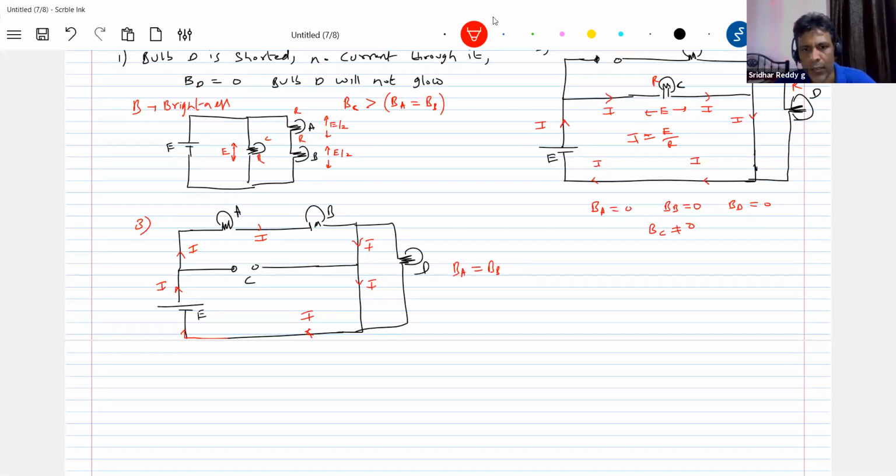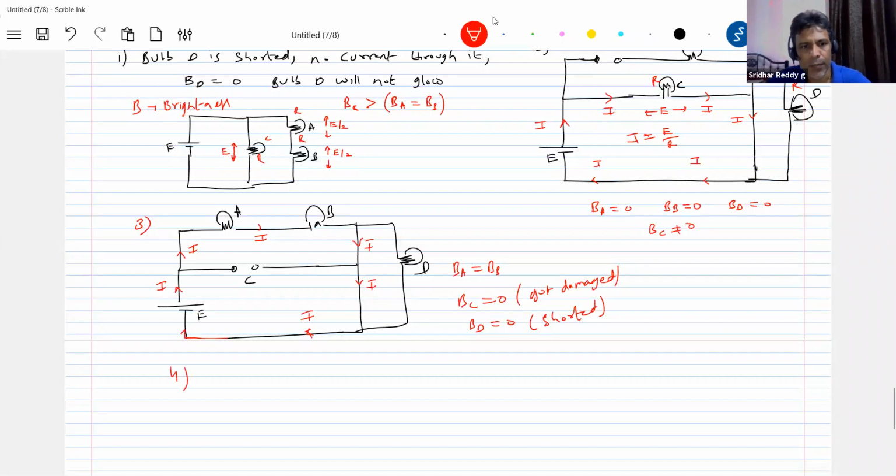And what is the brightness of bulbs C and D? Why will bulb C not glow? Because it got damaged. Fails means it got damaged. Why it got damaged, we don't know. It got damaged, that's all. And this is shorted. There are different reasons. Bulb D will not glow. It is in good working condition, but it was shorted. Bulb C got damaged. That's why it was an open circuit.